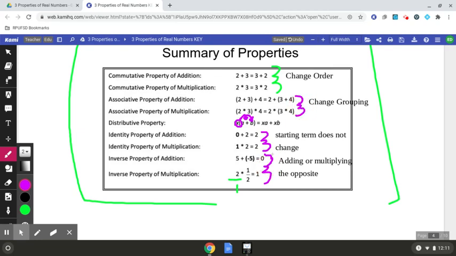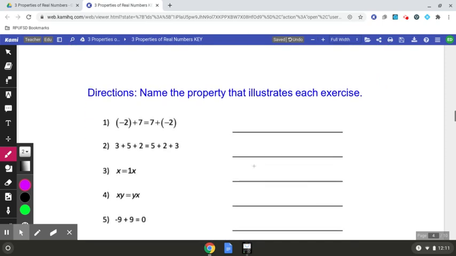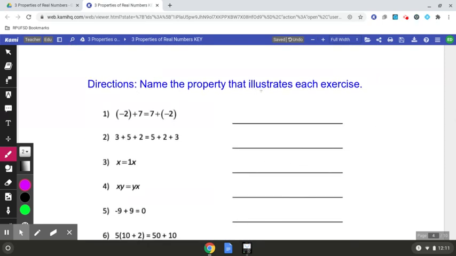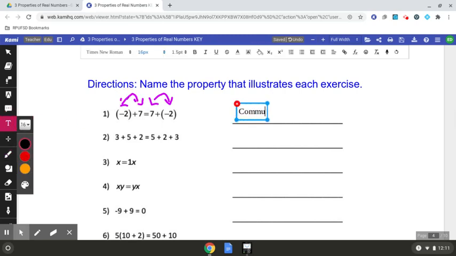Okay, so now what we're going to do is go through some of these properties. Name the property that's illustrated with each exercise. Here, what's happening? -2 plus 7 equals 7 plus -2. Right away I can see that my order is changing. The 7 and the -2 flip-flopped. When we change order, CO, that is my commutative property, and it's of addition because there's addition in between my two numbers.